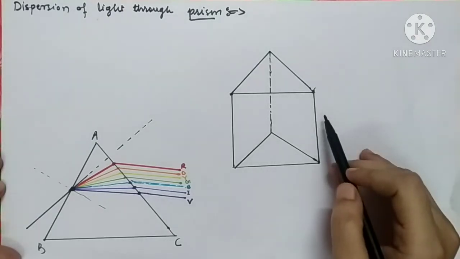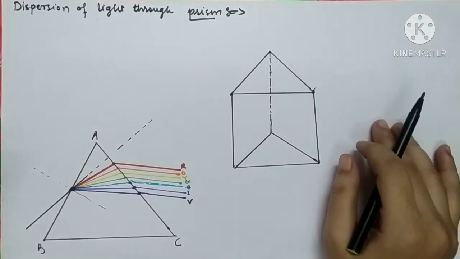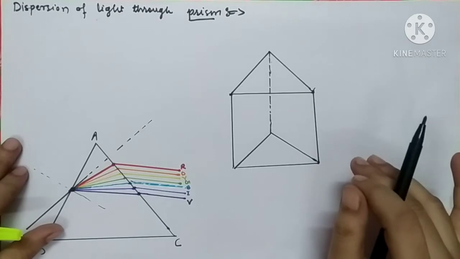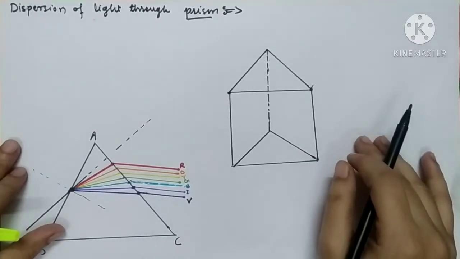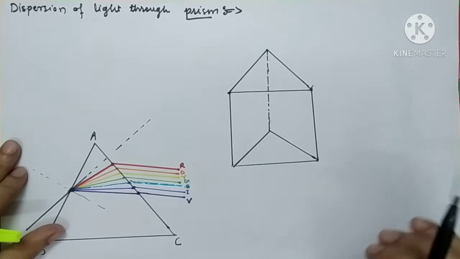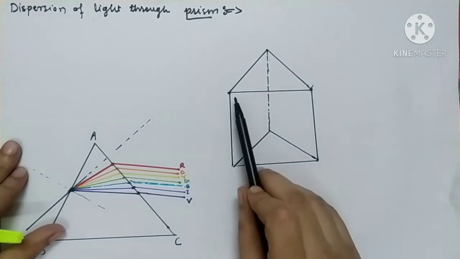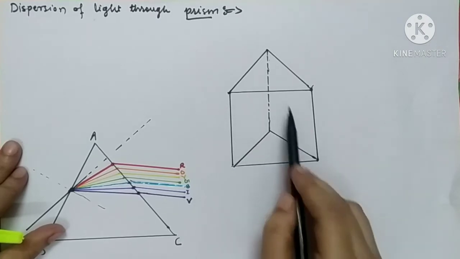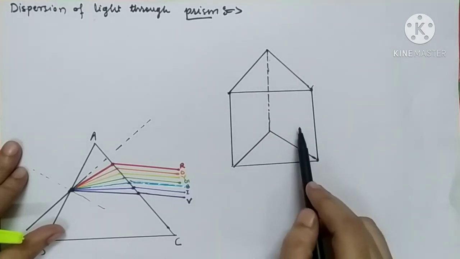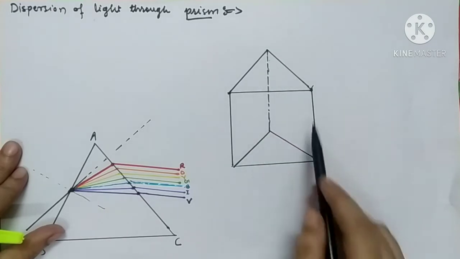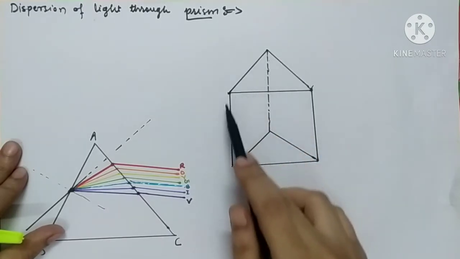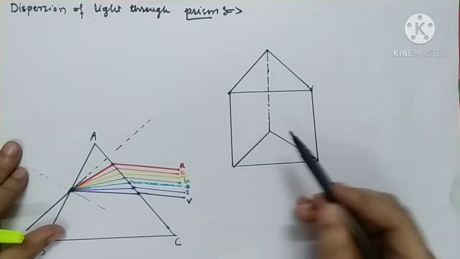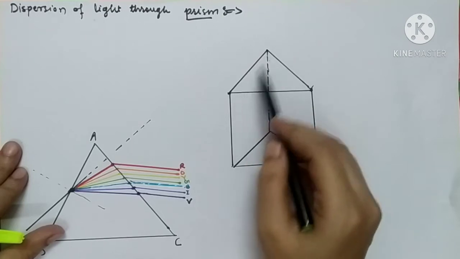Here I have drawn the two-dimensional structure of the prism. Let's see how the prism is made. It is nothing but a glass material bounded by three rectangular surfaces. As you can see, it is a rectangular surface. First rectangular surface, second rectangular surface. These are the three rectangular surfaces, and there are two triangular surfaces, first one and the second one.